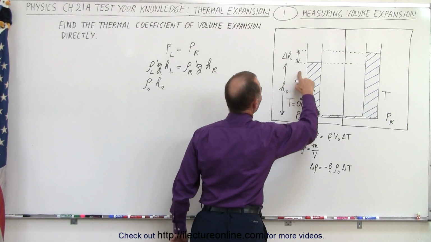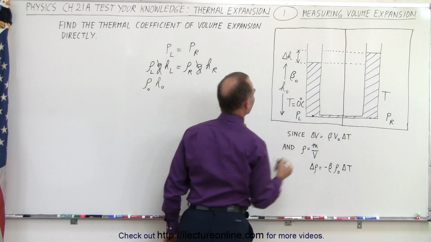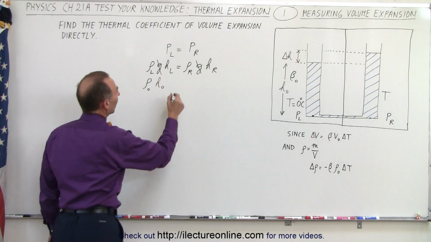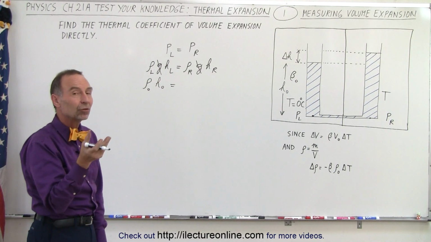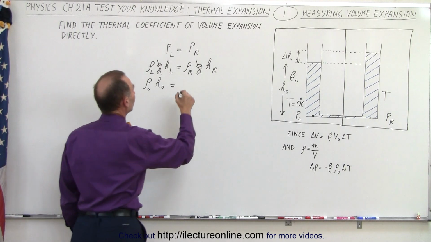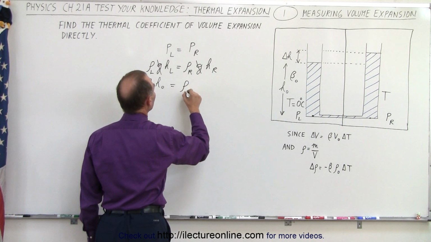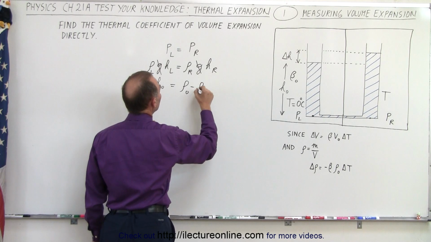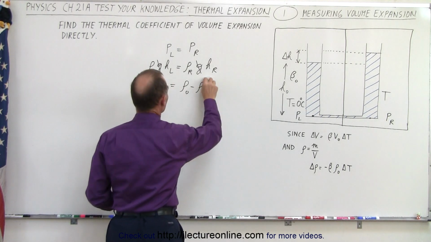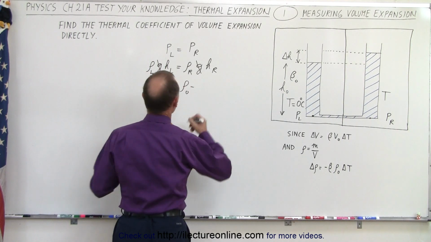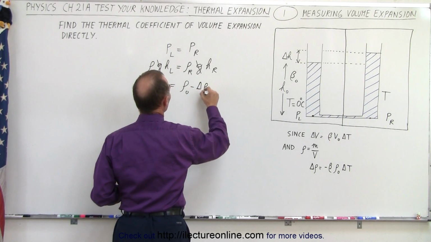That's a terrible looking beta. Let me try that again. There, much better. Okay, on the right side, we have the density on the right. Now the density is going to decrease, so we know that that's going to be the original density minus the change in the density. Let's just write it as minus the change in the density.